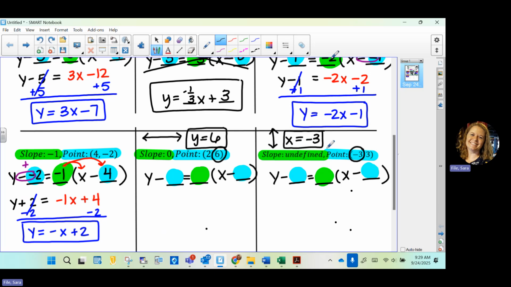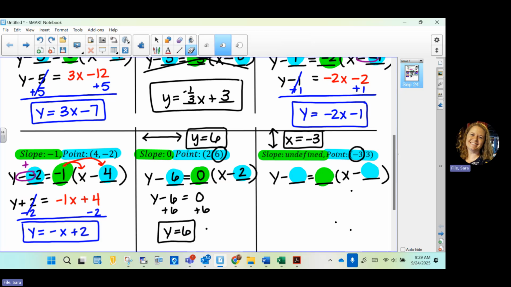If you don't make that connection, it's okay, because if I came down here and I plugged in all of these values, it would still come out the same, and I'd realize, oh, 0 times anything, that's just 0. There's nothing left on the right. And then I would add the 6 over, and I would get y equals 6. So you can still get to it using point slope form, right?